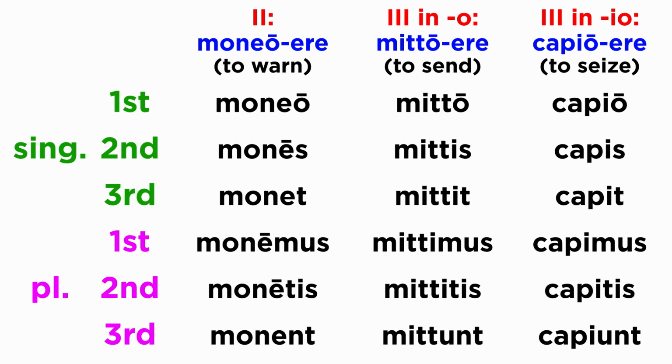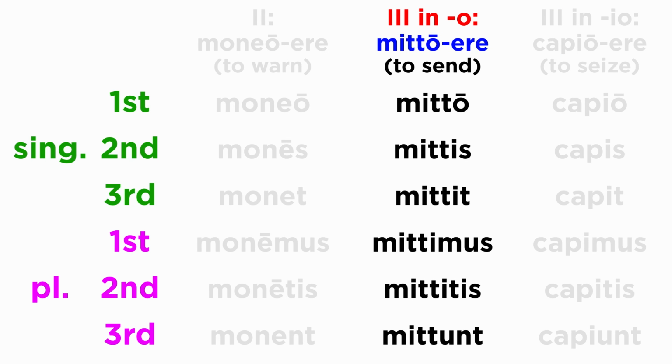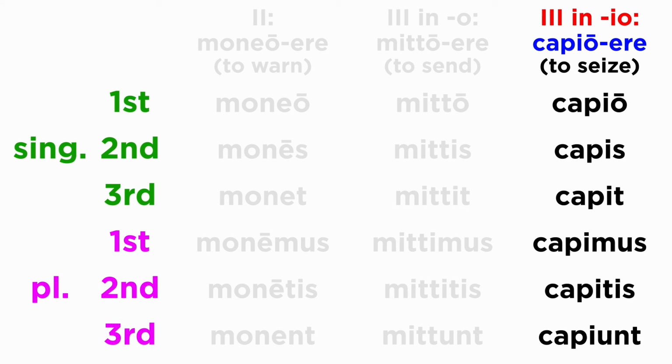Let's mention some key points. First, for the normal third conjugation, the e disappears completely in the first person singular of the present tense, and then changes into an i in the second and third person singular and the first and second person plural. Then, in the third person plural, it changes into a u. However, in the case of the verbs in io, the i will stay for the entire conjugation, making the verb actually resemble the fourth conjugation.